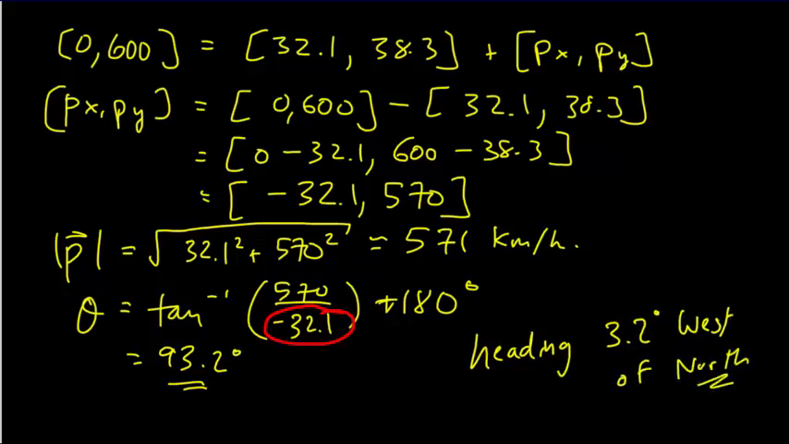So even though the wind was quite strong, it didn't make much of a difference to the speed, just 1 kilometer per hour, and didn't make a lot of difference to the heading, just 3.2 degrees. However, that will be very important to pilots, especially over long flights.